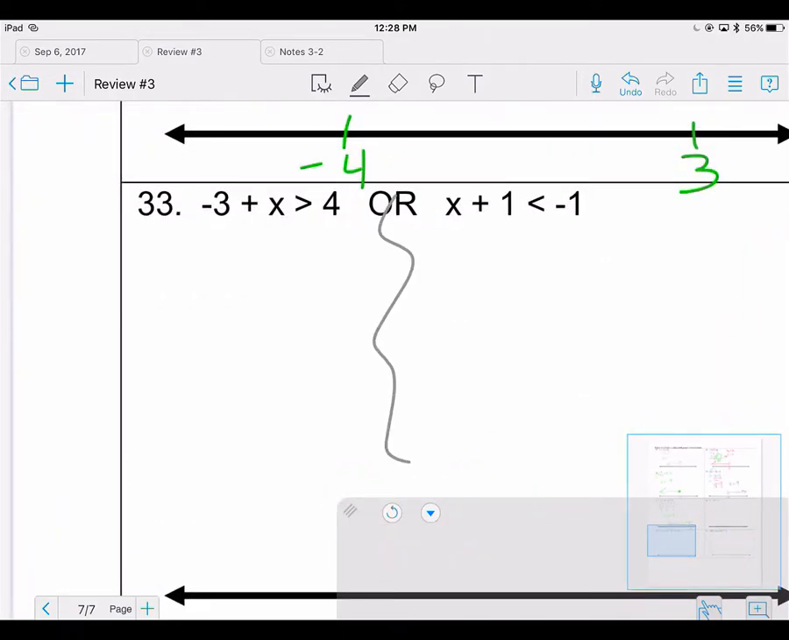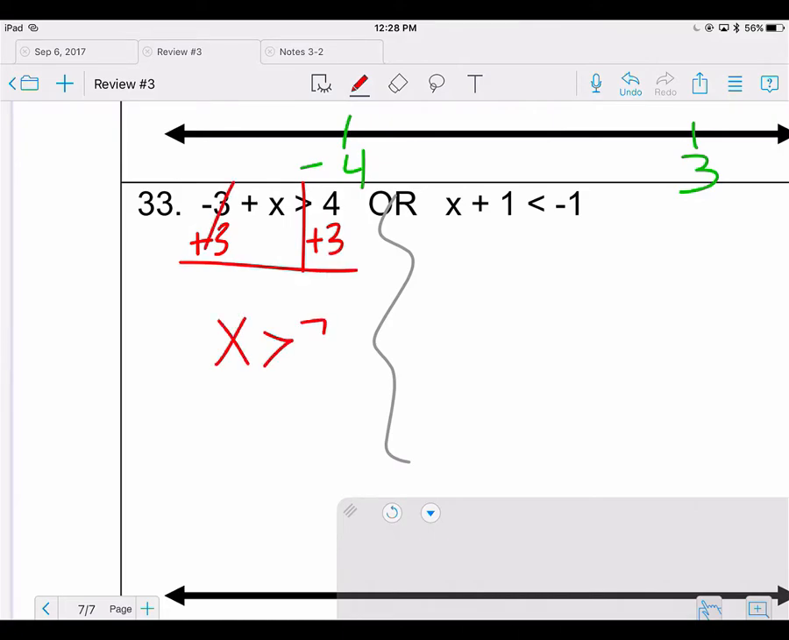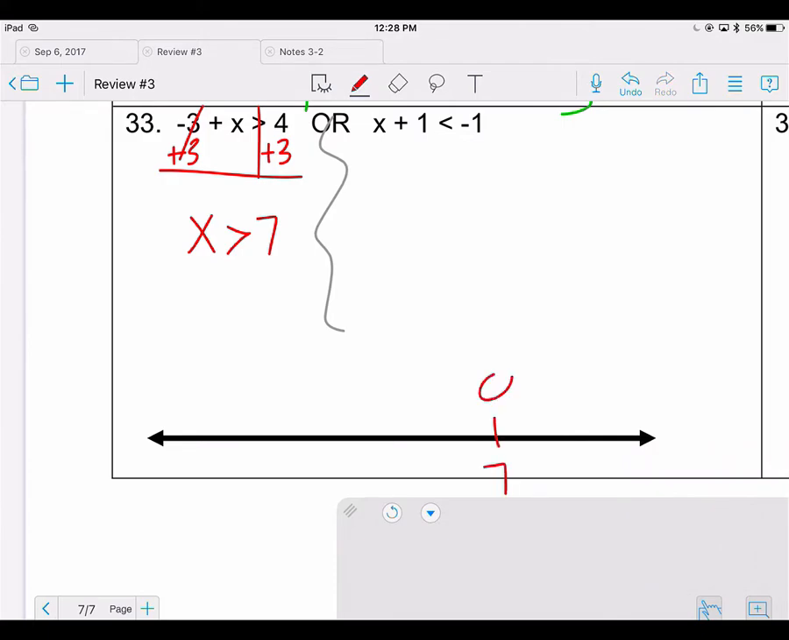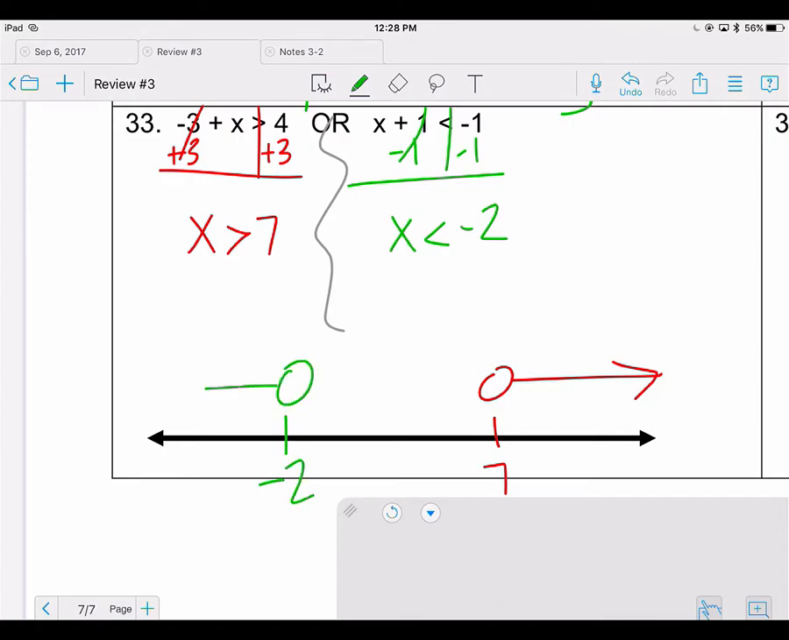33 is an or inequality. So if I'm solving the first one for x, we can add 3 to both sides, so x is greater than 7. And when I graph that, I have 7 open bubble greater than. On the second one, I subtract 1 from both sides, so x is less than -2. I have -2, and open bubble less than goes to the left.